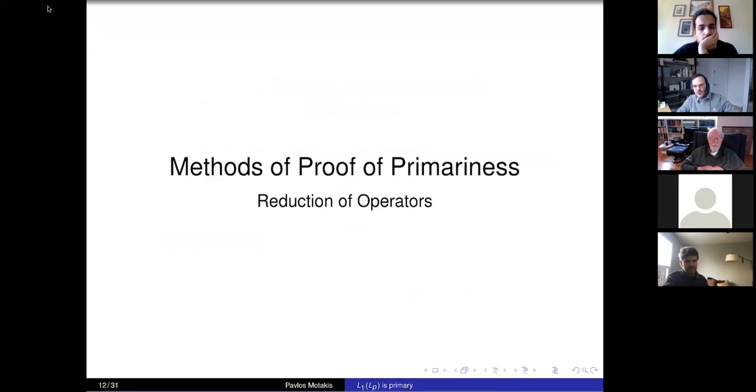Okay, so this is with regard to what I had to say with regards to the history of the problem. What I want to talk about now is methods of proof of primariness. So mostly I want to make a reduction. Before saying the word reduction, I want to make a connection to the study of bounded linear operators and factorizing operators.